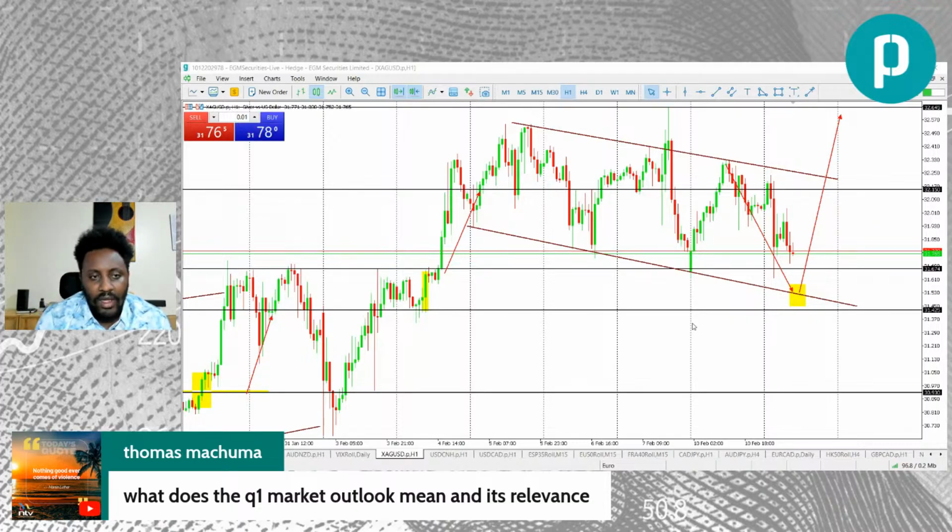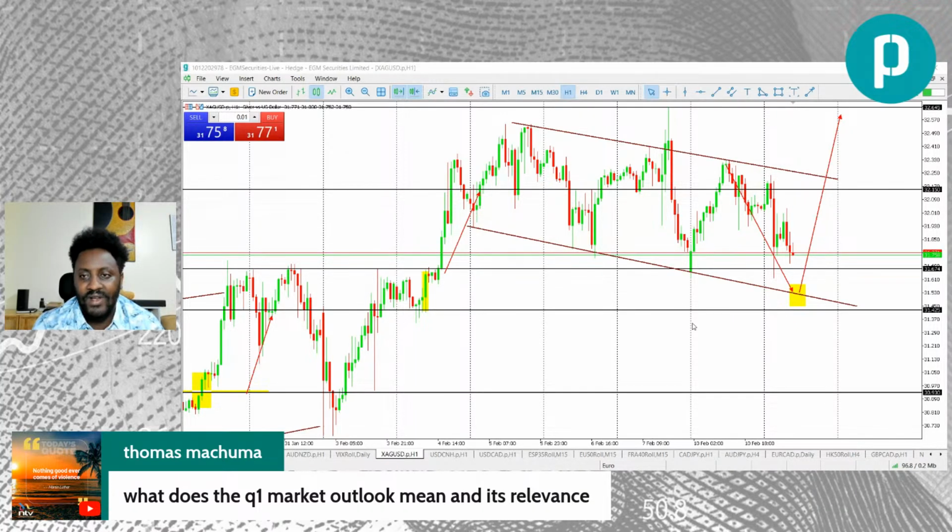So FX Pesa is a global company. It's a brand owned by EGM Securities, which is owned by a company called Equity Group. So with Equity Group, we have different branches across different countries, from South America to Asia to UK to Kenya, Uganda, Tanzania, and so on. So in different countries, we have various market analysts with a lot of experience. So every quarter we come together, we look at different markets, we look at different outlooks.